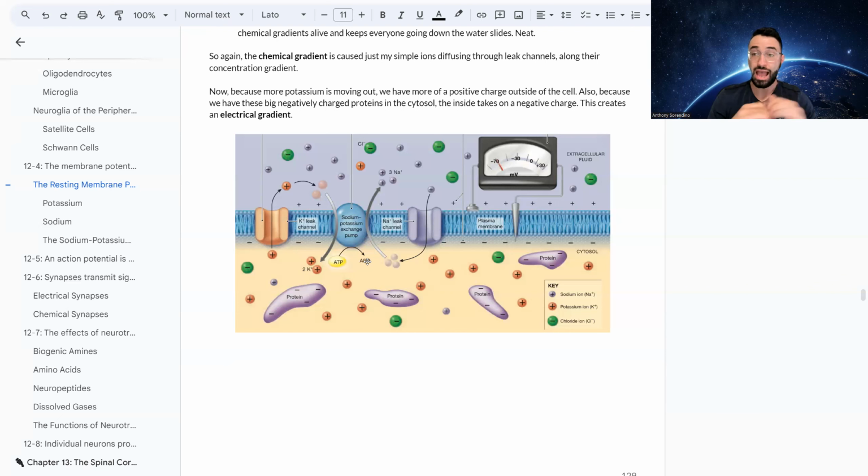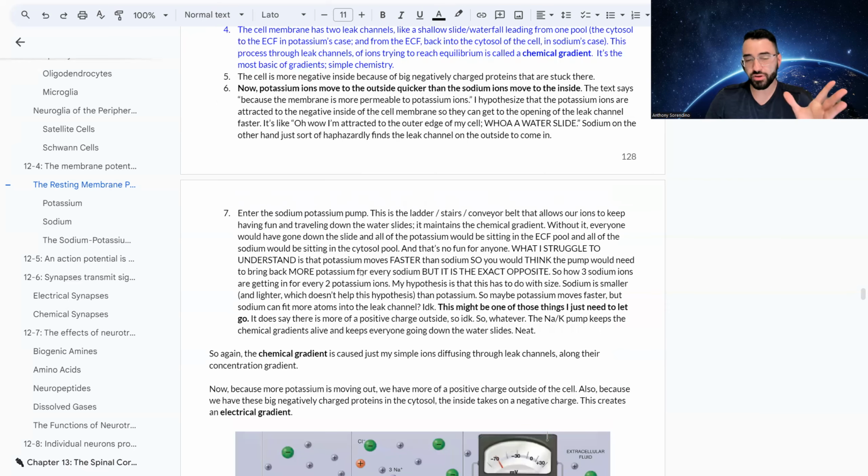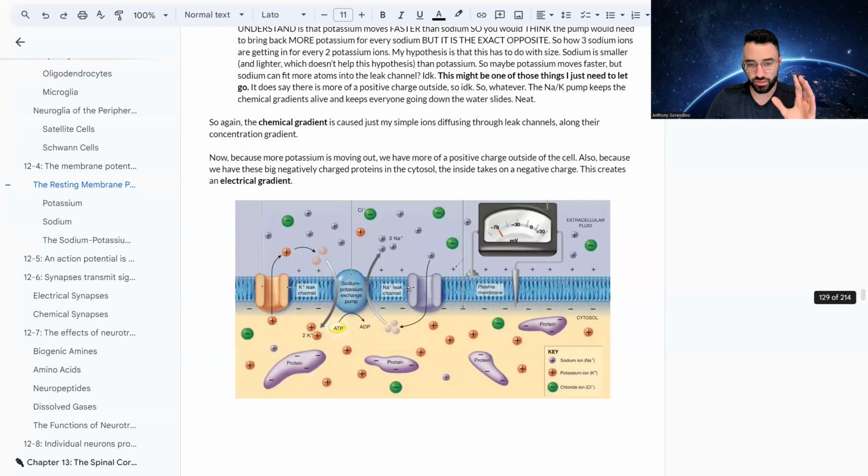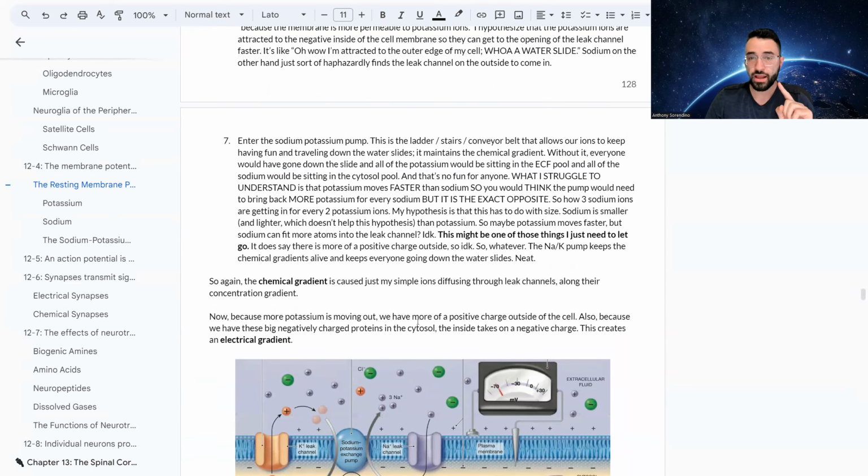Potassium is moving out faster. Sodium is moving in as well, but not as fast. And then those negatively charged proteins on the inside, in addition to the fact that the potassium ions are moving outside faster, that's why we have negative on the inside, positive on the outside. Okay. So it's kind of complex. You kind of just have to work through it, stare at this picture for an hour and just figure out what's happening. Now, here's the deal.